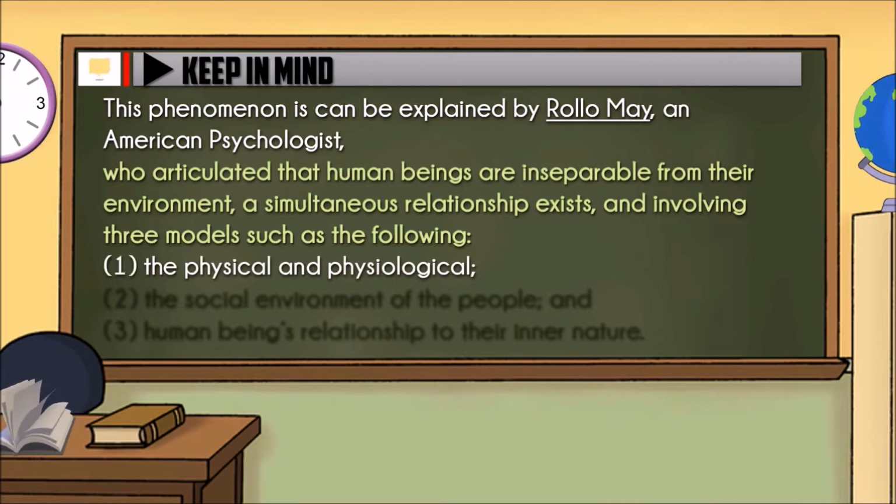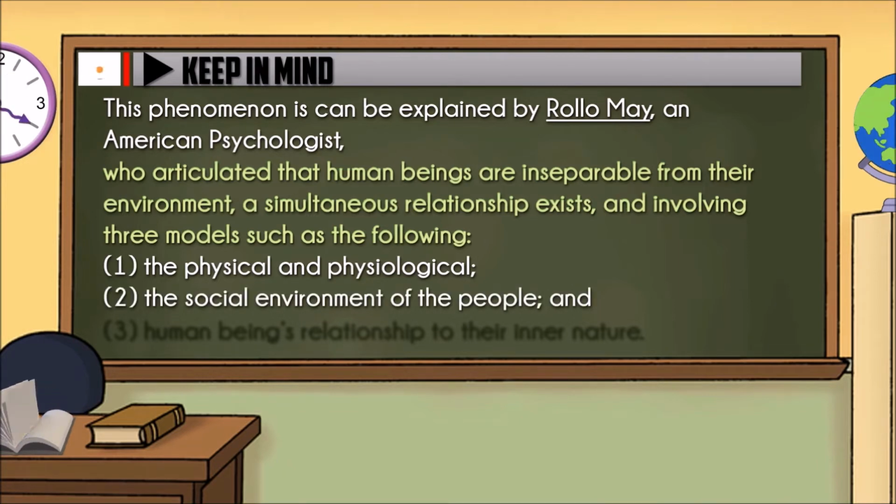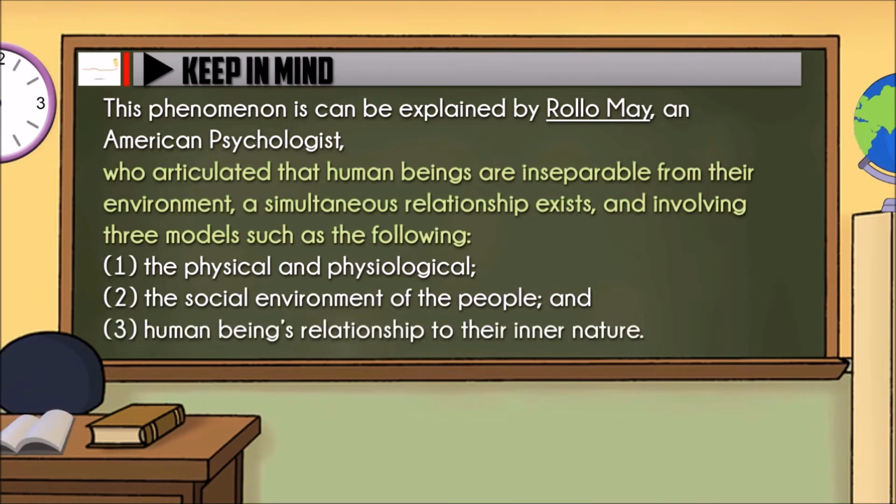Number 1, the physical and physiological. Number 2, the social environment of the people. And last, human beings' relationship to their inner nature.